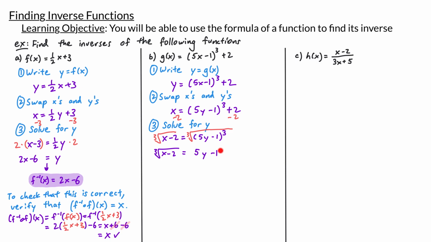Next, let's get rid of the minus 1 at the end here. We can do that by adding 1 to both sides of this equation. So we'll have the cube root of x minus 2, plus 1, is equal to 5y. And then we just have one last step.